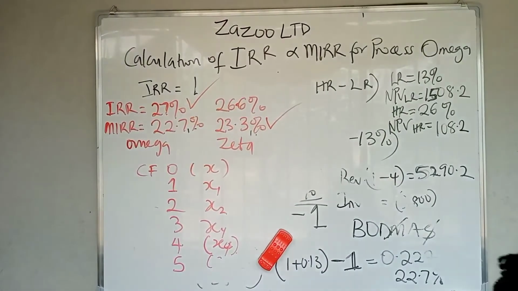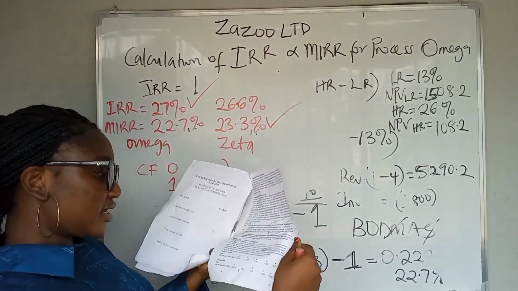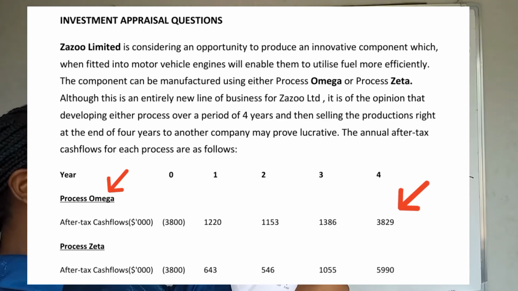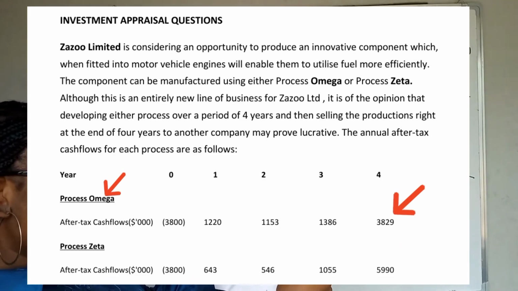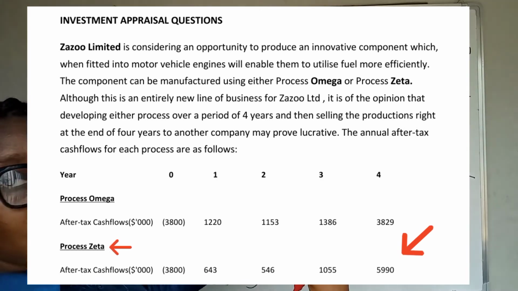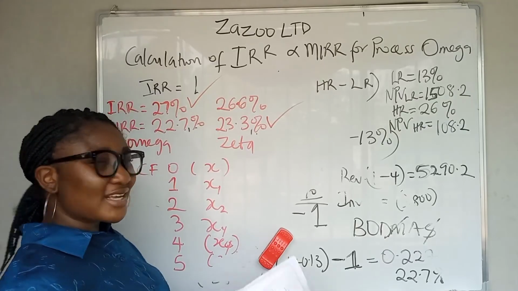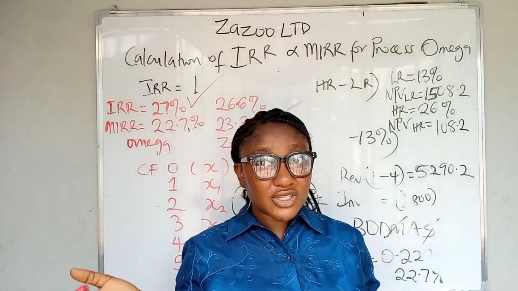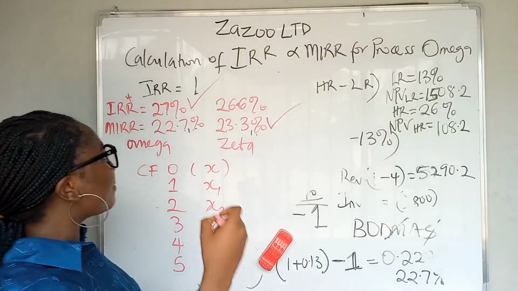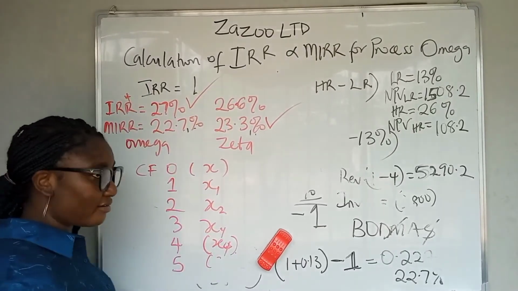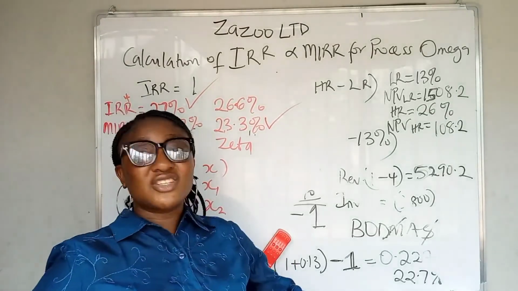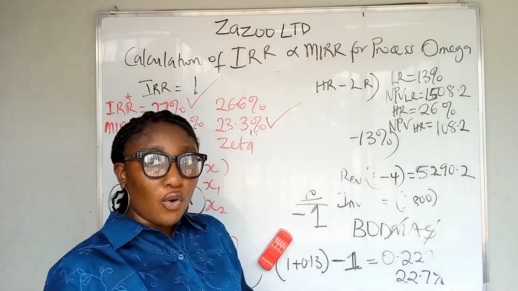If you see this question now, look at process omega. You can see that for process omega, you have the highest cash inflow in year 4, which is 3,829, and even for process zeta, you have 5,990 for your cash flows in year 4. That's where the highest cash flow is. So because of that limitation, where the cash flows are not averagely on the same level among all years, some financial managers will further evaluate using MIRR. But generally, both processes are profitable. These things measure the profitability of investment. Generally, they should accept this investment, or they can go on with the investment.